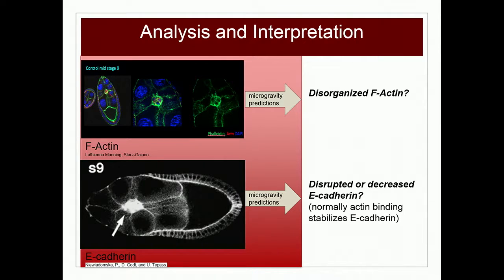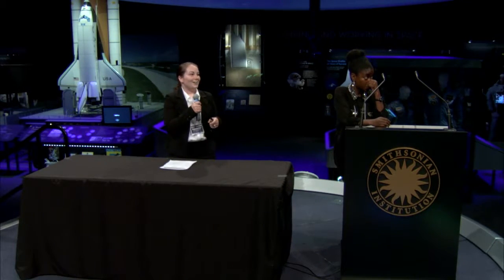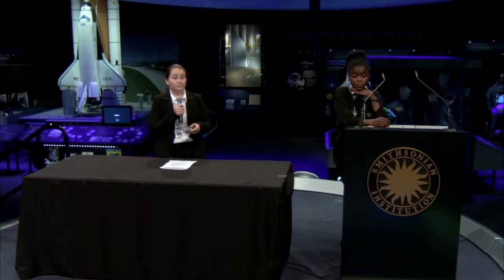Upon return to us here on Earth, we will differentiate between parents and offspring based on eye color, and the offspring will be dissected and stained to see the migratory cells, the border cells, as well as actin and E-cadherin. We will score for delayed migration, and if we find delayed migration, we will be able to compare the actin and E-cadherin networks to the ground control.